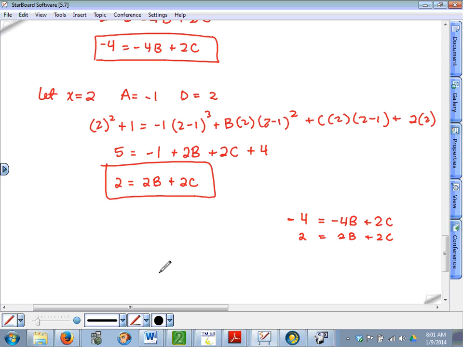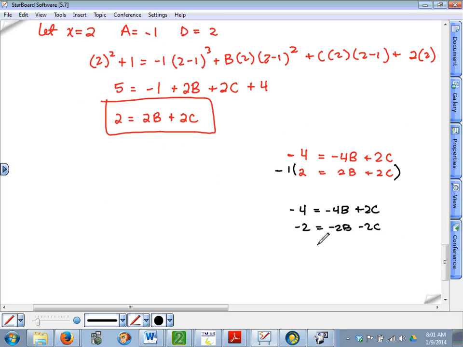Now, if we were to solve this, it sounds like you guys want to use the elimination method because you're just boring. You don't want to try anything different. Or practical. All right, practical. If we are going to solve this using elimination, I would multiply the bottom one by -1. So we would get -4 equals -4b plus 2. See, the bottom equation is -2 equals -2b minus 2c. Oh, looks like you might be right.